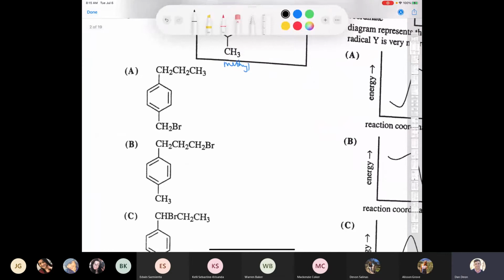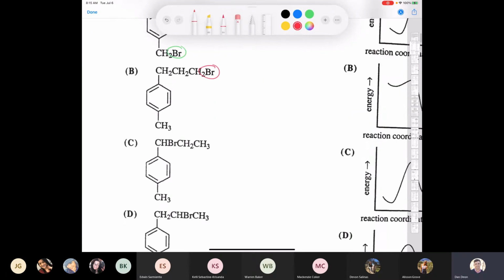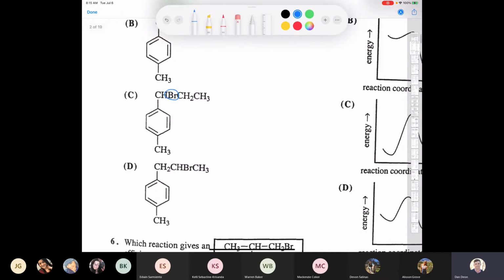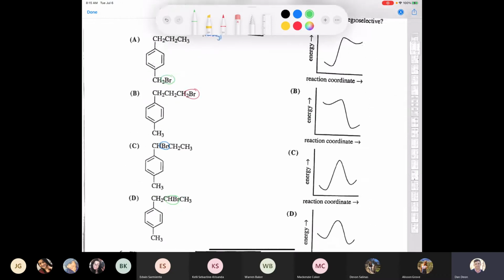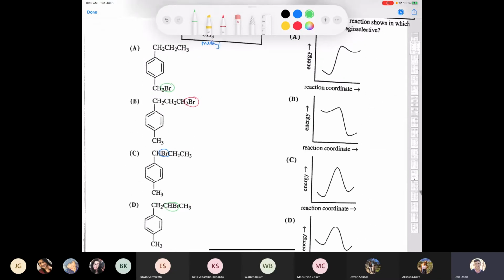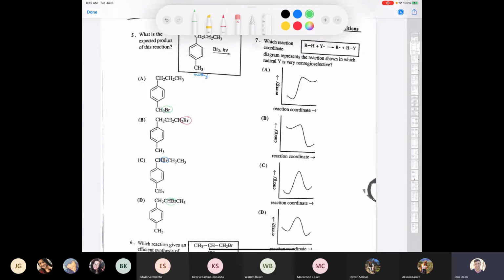If you look at A, you have the bromine replacing one of the hydrogens from the methyl. In B, you have the bromine tacked onto the end of the propyl. In C, you have the bromine attached to the methylene that is attached directly to the aromatic ring, from the propyl group. And then in D, it's just kind of in the middle of the propyl. Could anybody suggest which one of these would be the best answer for the bromination of that compound?